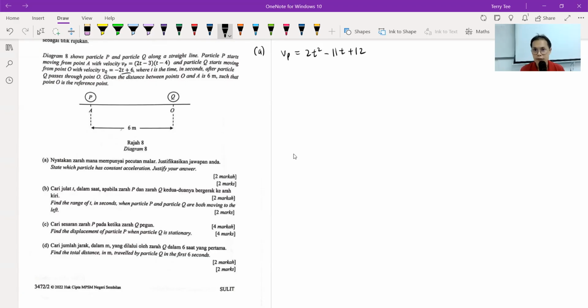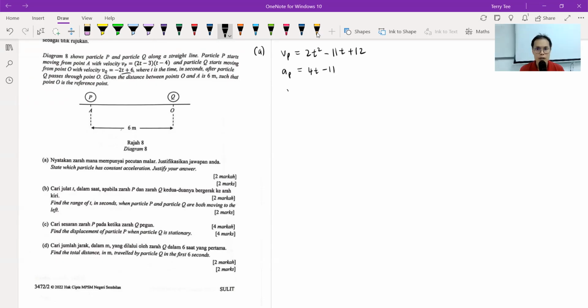Okay, we know velocity function for P. Let's differentiate, remember, differentiate velocity, you get acceleration. As I differentiate this, I get 4t minus 11. You can see here, acceleration of particle P is actually a variable, right? Because it depends on the value of t. Yeah, you have t inside. For different values of t, you get different acceleration. So therefore, it's not a constant.